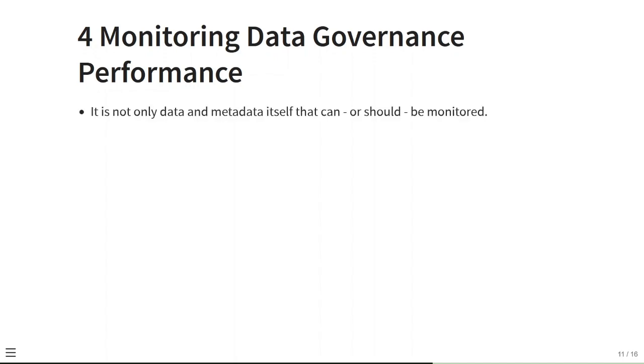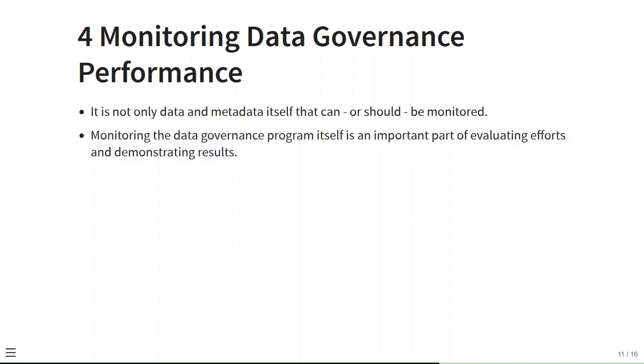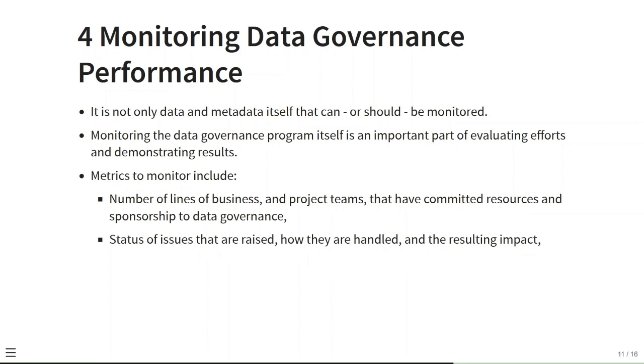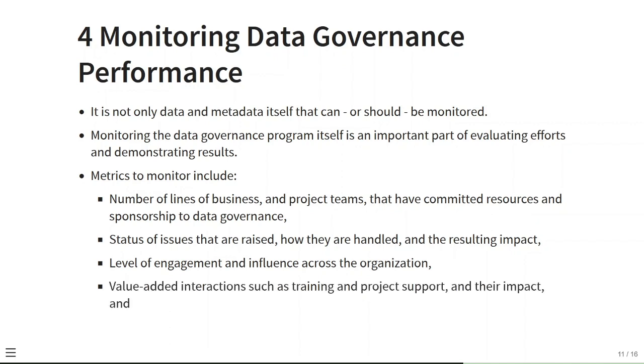Monitoring data governance performance. It is not only data and metadata itself that can or should be monitored. Monitoring the data governance program itself is an important part of evaluating efforts and demonstrating results. Metrics to monitor include number of lines of businesses and project teams that have committed resources and sponsorship to data governance, status of issues that are raised, how they are handled and the resulting impact, level of engagement and influence across the organization, value-added interaction such as training and project support and their impact, and business value return of interest from data governance investments.